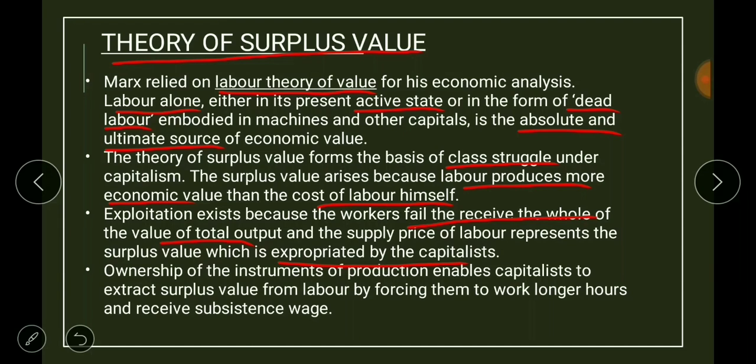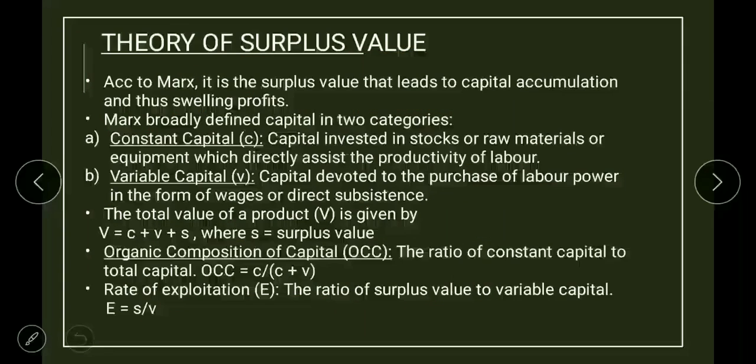The ownership of instruments of production enables the capitalist to extract surplus value from labor by forcing them to work longer hours and receive a subsistence wage. So the power of the capitalist persists due to the ownership of the instruments of production, which enables them to extract the surplus value from workers. According to Marx, it is this surplus value that leads to capital accumulation and thus swelling profits.